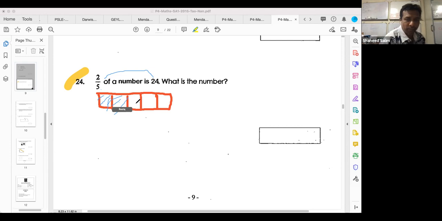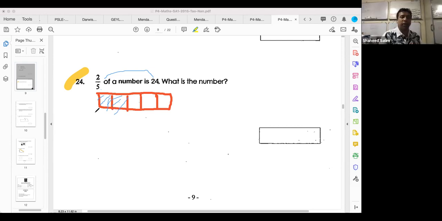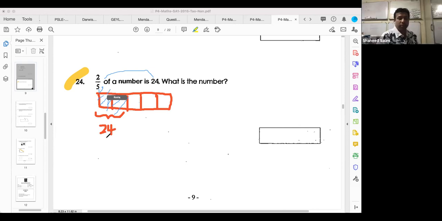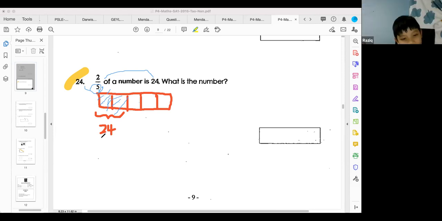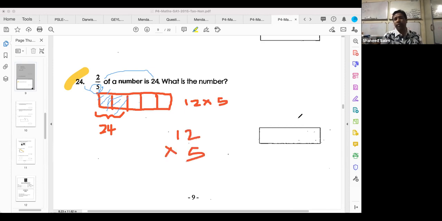24 equals how many units? 2 units. You shade this one, this one. So 1 unit is how much? 12. 12, good. So now 12, 12, 12, 12, 12. What is the whole number? 12 times 5. That is your number. What is it? 60. Well done. That's your answer.